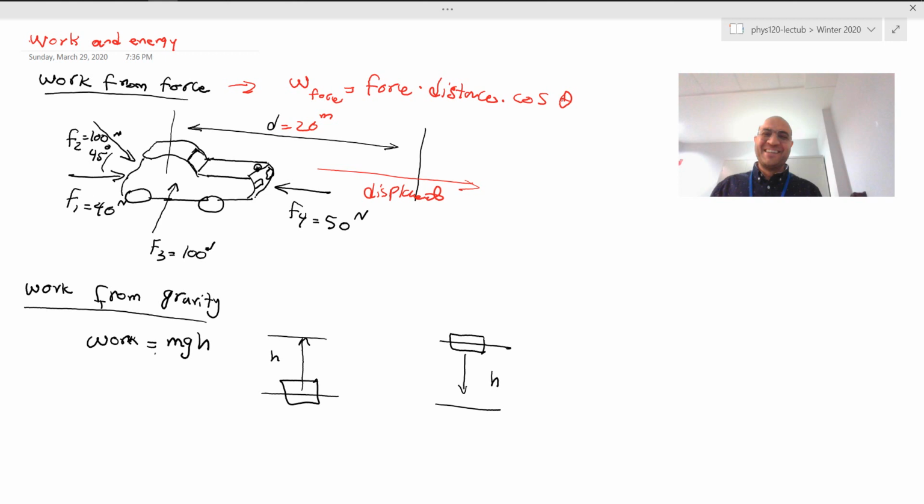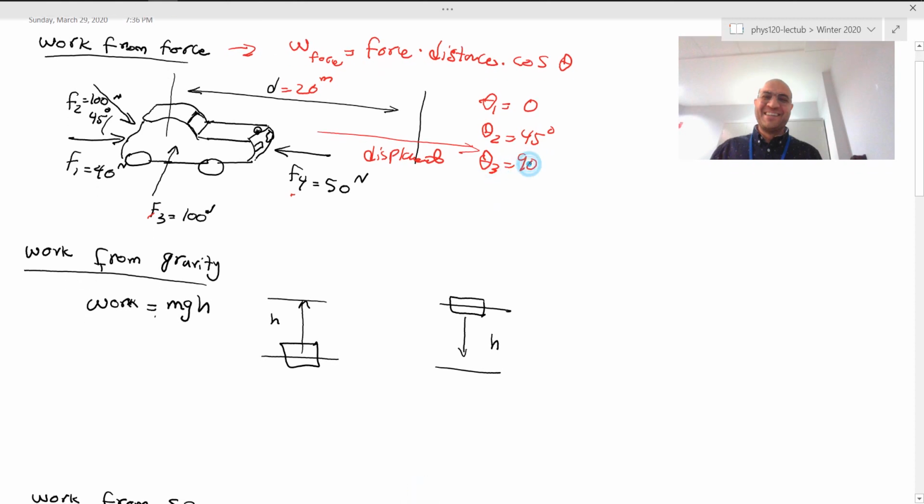For force F1, the angle between distance and force is simply 0 degrees. For force F2, the angle is 45 degrees. For force F3, the angle is 90 degrees. And for force F4, the angle is 180 degrees. So theta 1 is equal to 0, theta for force 2 is equal to 45 degrees, theta for force 3 is 90 degrees, and theta for force 4 is equal to 180 degrees.